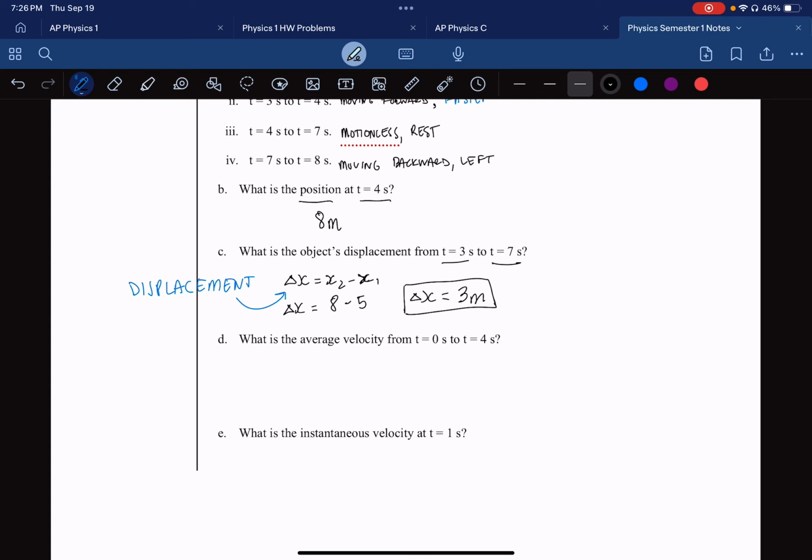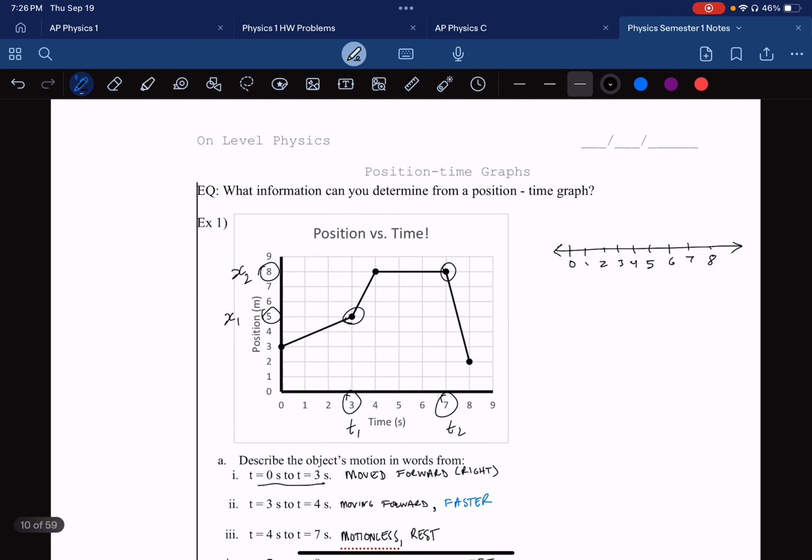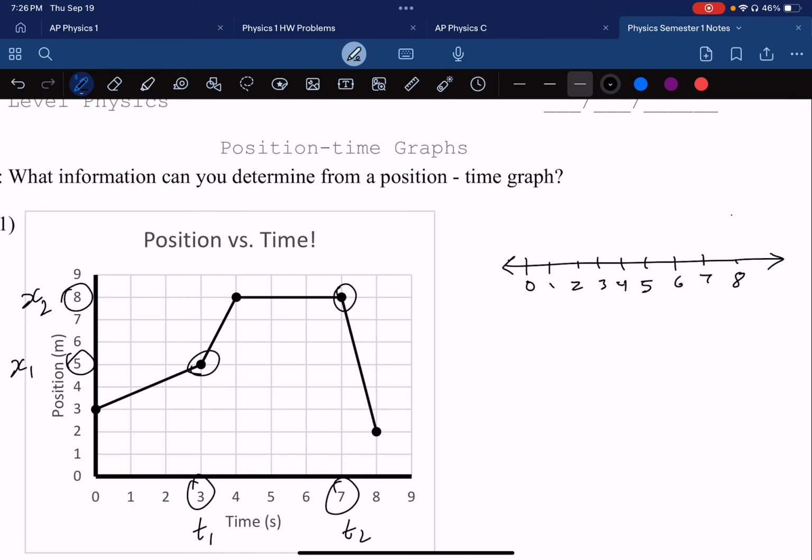Okay, let's talk about the meaning of displacement. What we just showed is that the person starts at 8 and they move to 5. Displacement is how far you had to move from where you started to where you ended. So they started here and they moved 1, 2, 3 meters to the left.